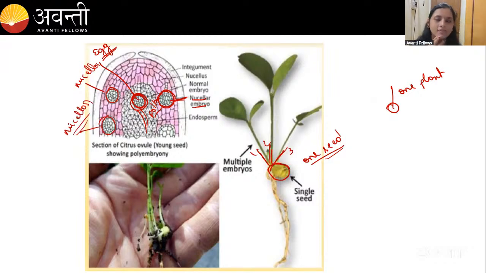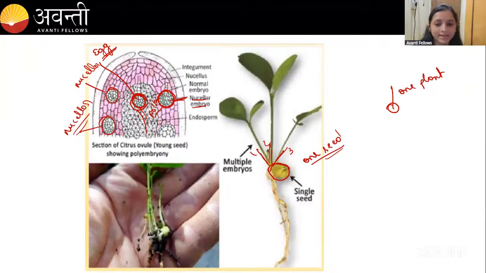In some films, you'll get heroes, but the hero is only one, right? There will be some side actors, some villains wearing a hero-like mask. Means the hero is wearing a mask and the other villains are also wearing the mask, so all are looking the same. Then we can see the real hero by removing the mask. Yes or no? Like that, here the real hero is the egg. The egg is formed from meiosis and actual fertilization. That is a true sexual fertilization.